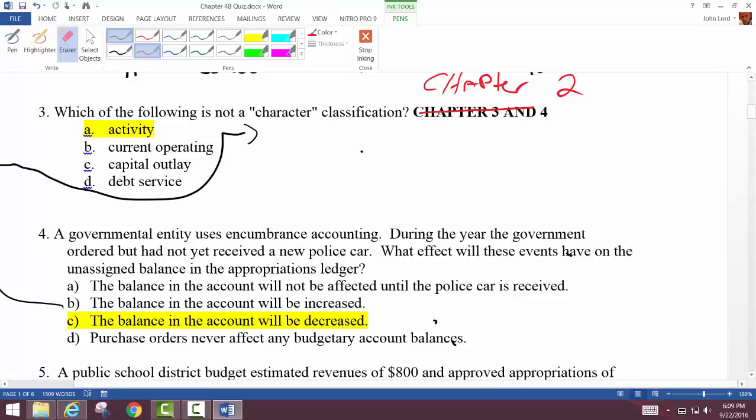Okay, but let's just do an actual numeric entry here. Government uses encumbrance accounting. During the year, the government had ordered but not yet received a new police car. Okay, so I order the police car. I debit my encumbrances.